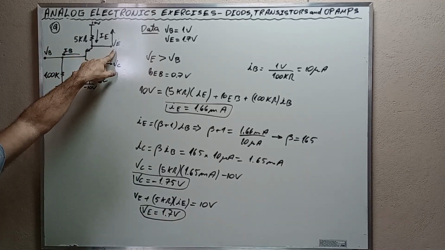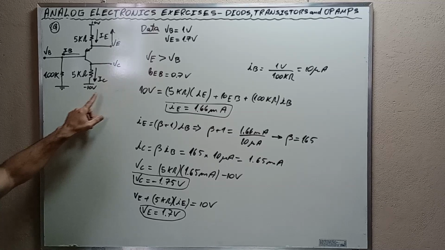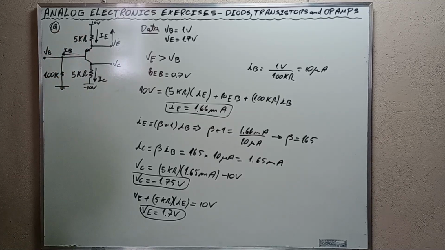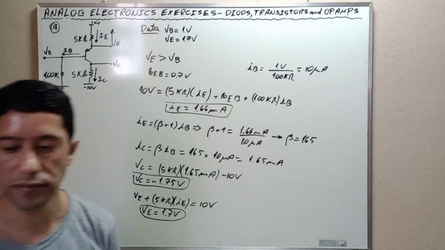VE is positive 1.7 and VC is negative 1.75. They are similar and they are influenced by these voltage sources. And this is all for exercise 9. Let's go to exercise number 10.